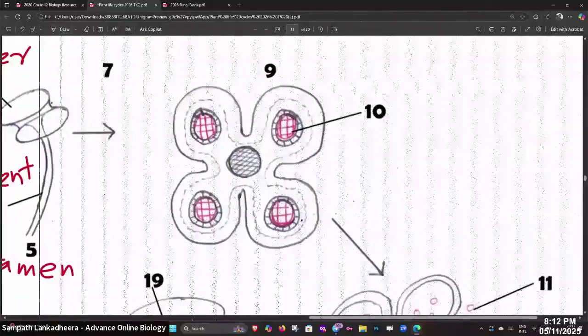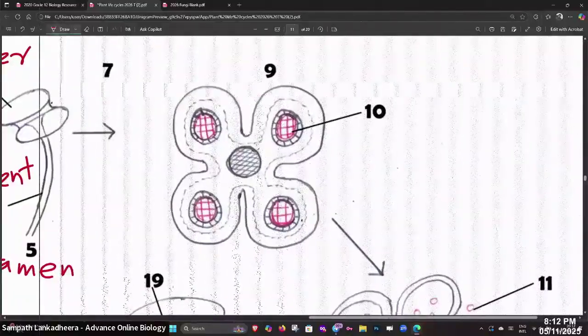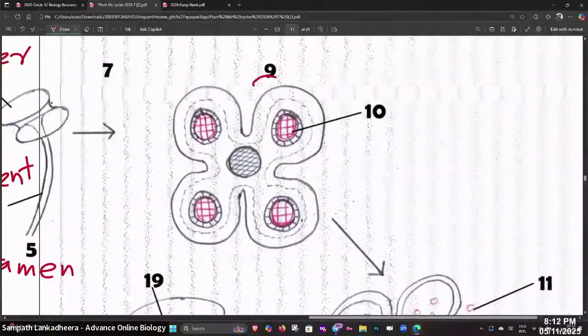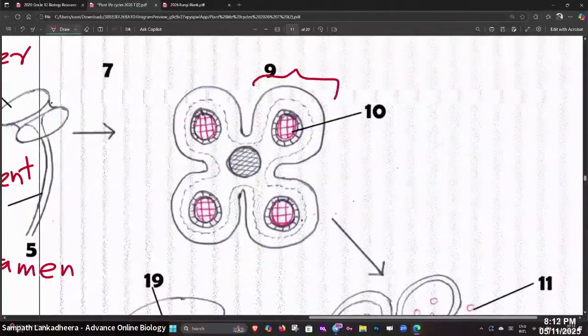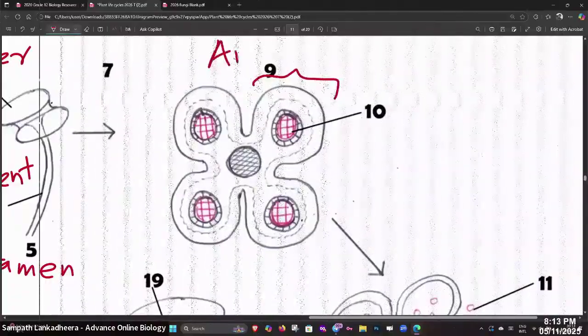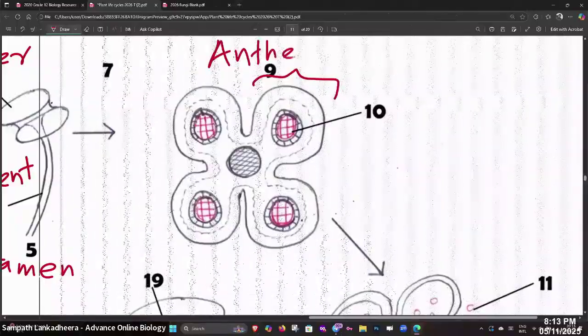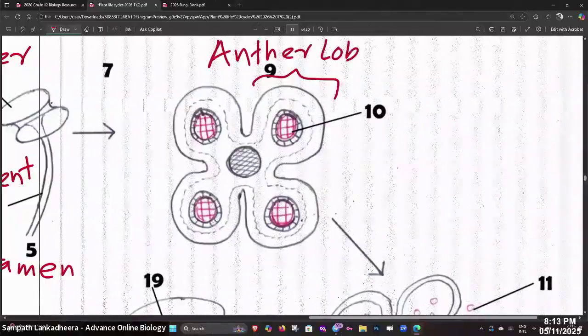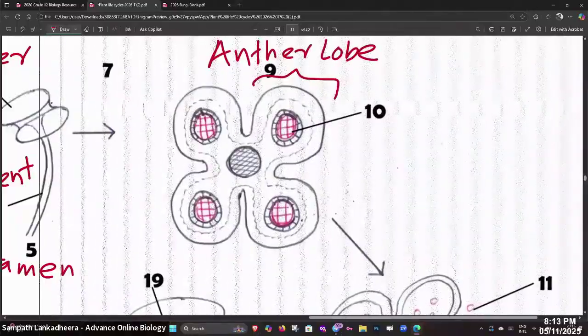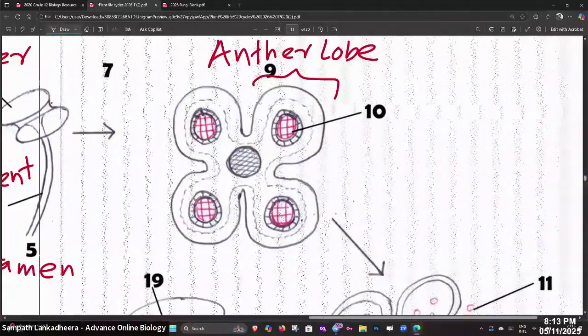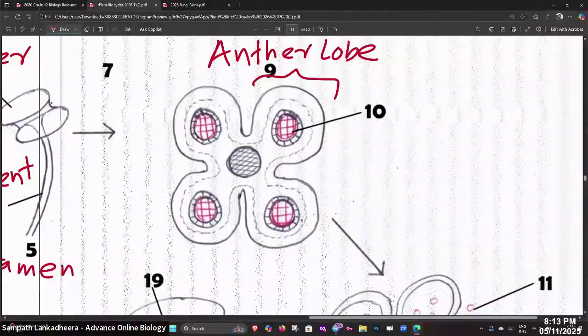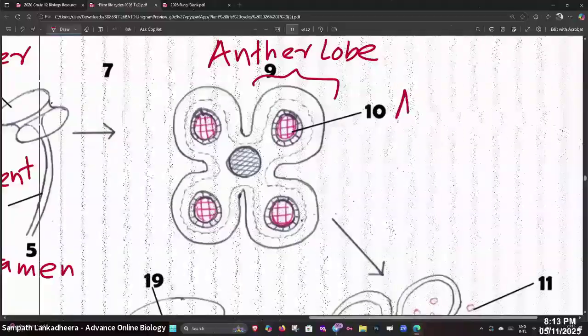And then people, number 9. Let me take this one. Can anyone tell what that is? It's called anther lobe. Number 10, my dear. What's number 10? Shall we take it as microspore mother cells?